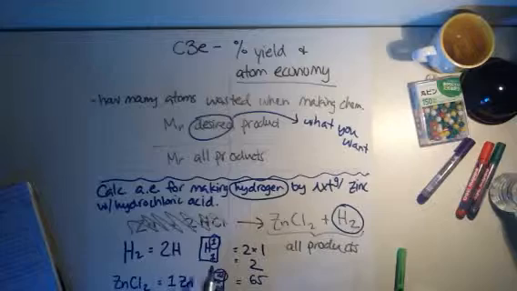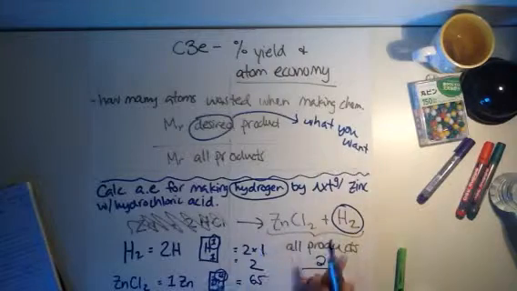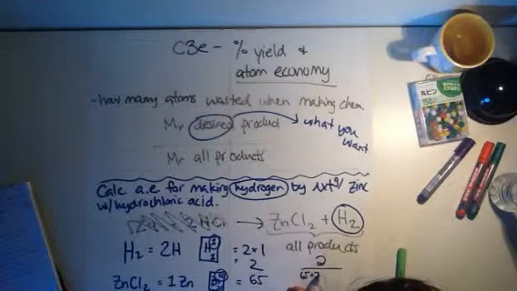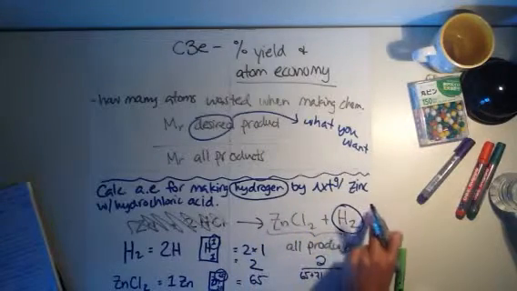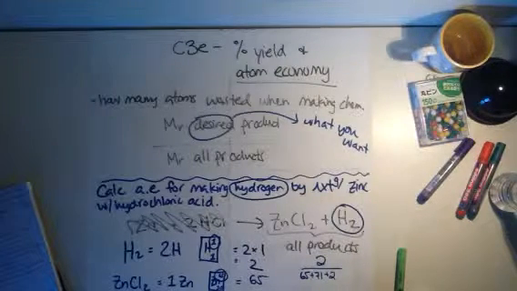Your desired product is H2, so that's going to be 2, divided by all the products. So all the products, you've got 65 plus 71, that's for zinc chloride, plus you need to add your hydrogen again, so plus 2. Okay, so that gives you 2 divided by 138. Okay, and you have to times it by 100, and that gives you 1.45% atom economy.